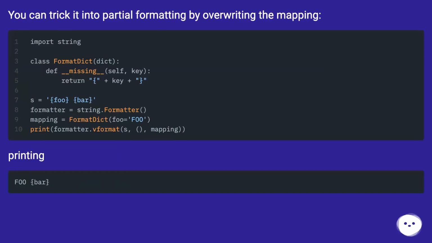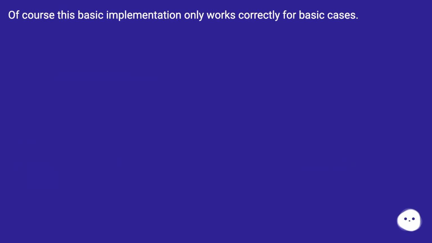You can trick it into partial formatting by overwriting the mapping. Printing. Of course, this basic implementation only works correctly for basic cases.